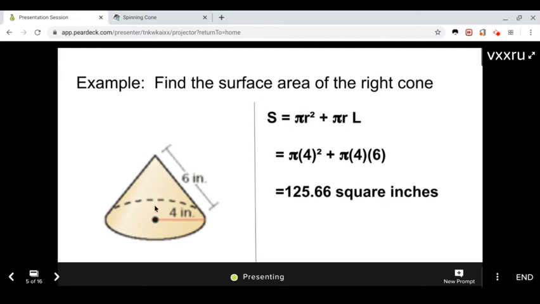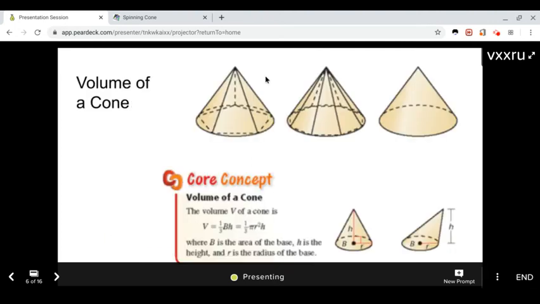Now, last time we were working with volume, and so that was cubic. So just make sure that you are aware of the differences between these two, and how that affects the measurements. Okay, so now we're going to go ahead and move on to the volume of a cone.